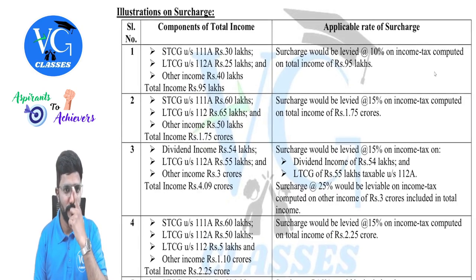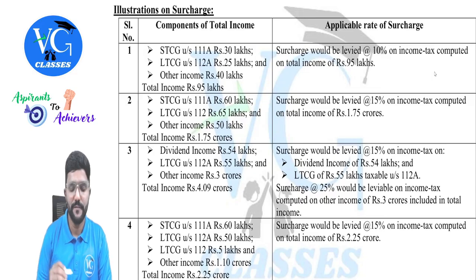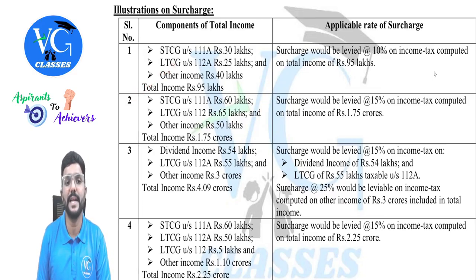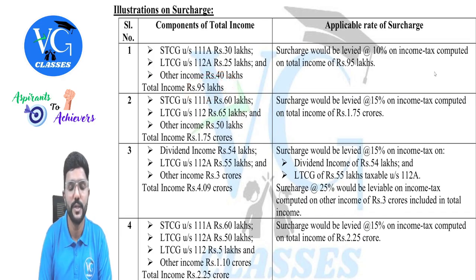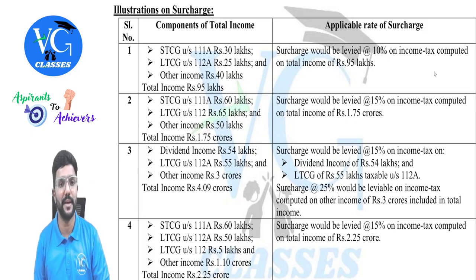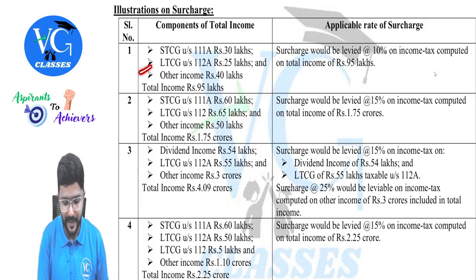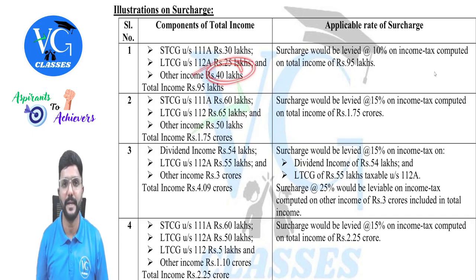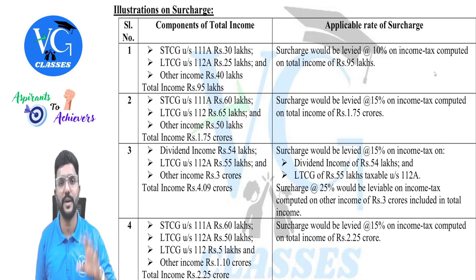So just observe one by one, I will explain. In the first case, the total income, that is the first illustration, the total income of an assessee is 95 lakh, which includes short-term capital gain under section 111A, 30 lakh, and long-term capital gain under section 112A, 25 lakh, and other income, 40 lakh. As the total income of an assessee is more than 50 lakh, what should we do?